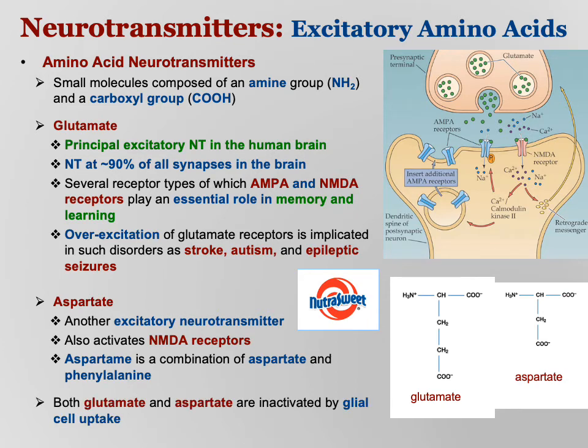Both of these, by the way, glutamate and aspartate, are inactivated by glial cell uptake. So it's glial cells that suck the neurotransmitters back in. All right, that's how we get rid of it. So there you go. We've looked at 3 neurotransmitters already. Acetylcholine, which by the way is its own category, it's a quaternary amine. And then we have our first 2 amino acids. They're both excitatory, glutamate and aspartate.